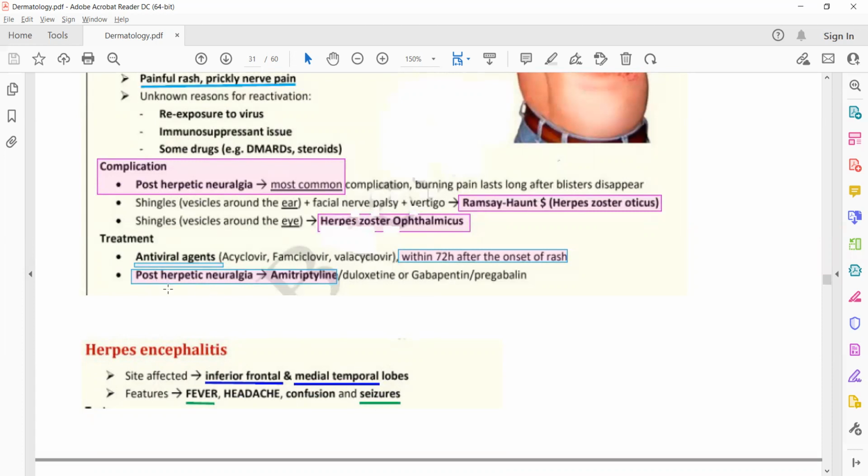And if someone develops a complication of herpes zoster such as post-herpetic neuralgia, because it is a nerve pain, involvement of the nerve leads to the development of the pain. That's why the drugs which can be used for neuropathic pain can be used in post-herpetic neuralgia as well, such as amitriptyline, duloxetine, gabapentin, and pregabalin. So the treatment of herpes zoster is antiviral agents, and the treatment of post-herpetic neuralgia is the medication which is used in neuropathic pain, such as amitriptyline, duloxetine, gabapentin, and pregabalin.